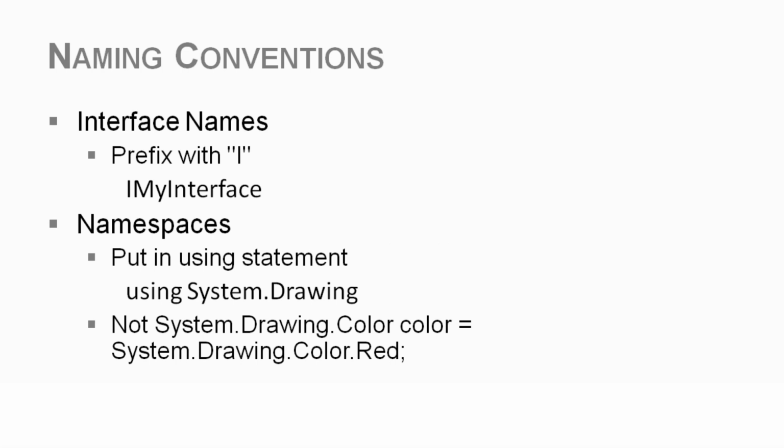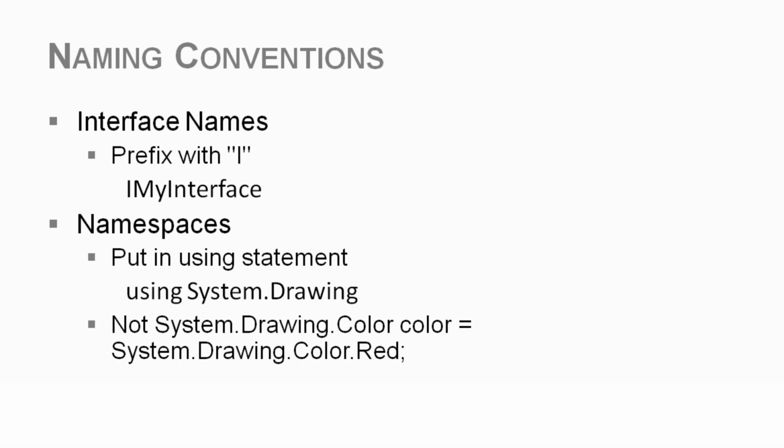For interface names, you just prefix them with the capital letter I, and then the next letter is also uppercase for Pascal case. And namespaces. It's very helpful to use the using statement. So up at the top, you put in using System.Drawing. Instead of having within your code System.Drawing.Color color is equal to System.Drawing.Color.Red, it simplifies your source code a lot more if all you have to say is color is equal to Color.Red.